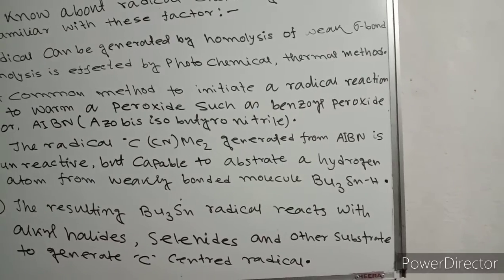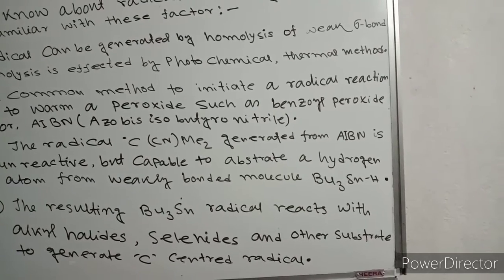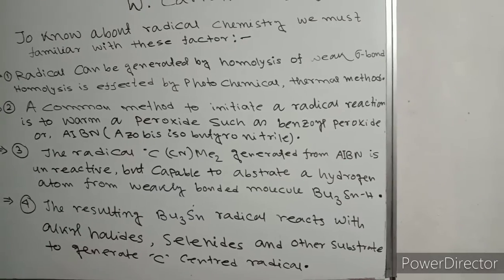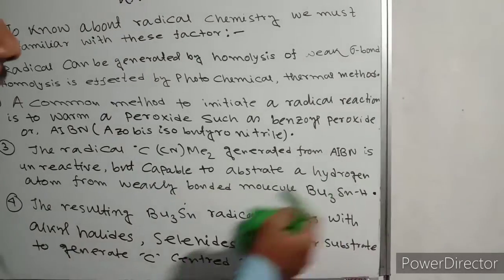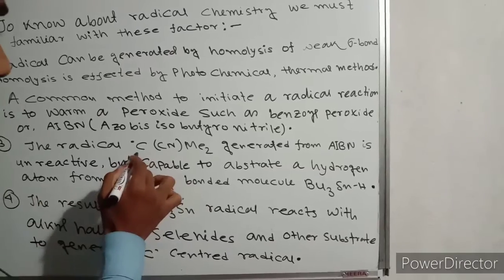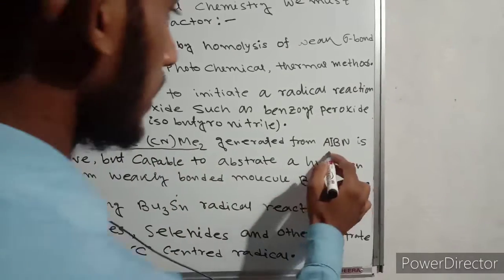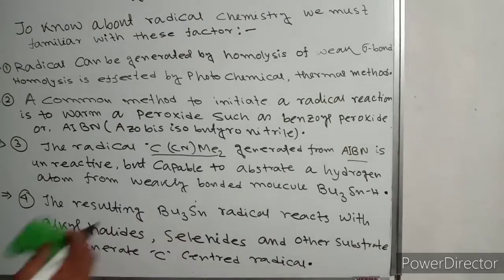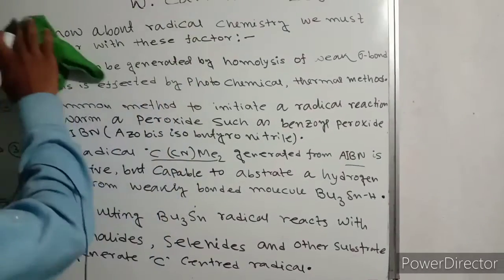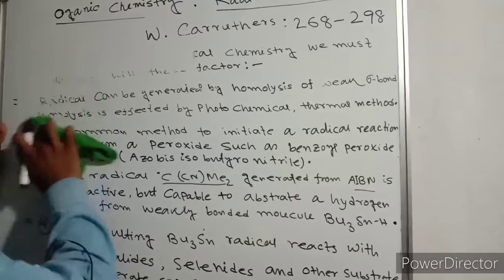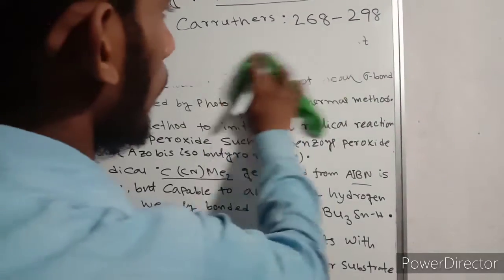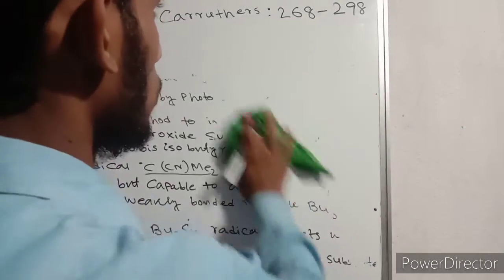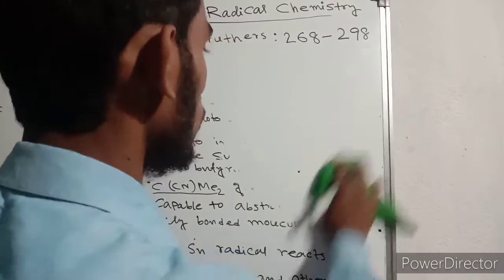radical. Now let us see how this radical will be generated from AIBN, and also let us see the structure of benzoyl peroxide and its activity. We take a few examples from Carruthers' book, pages 268 to 298.